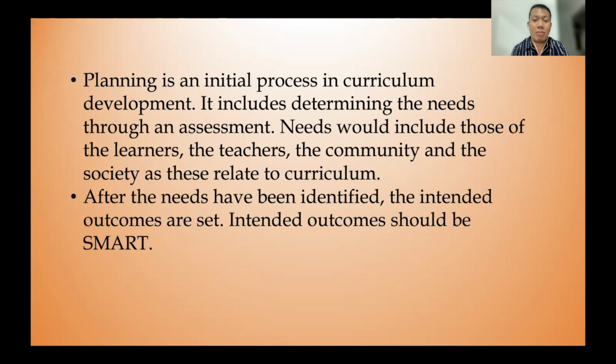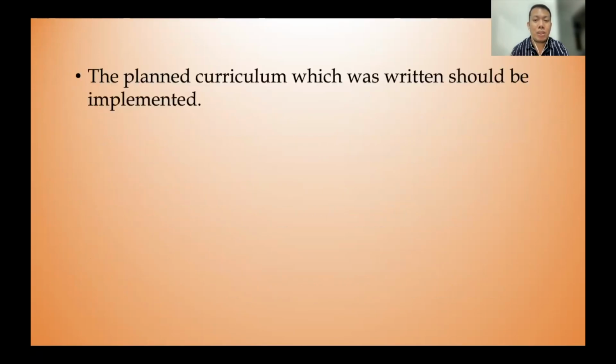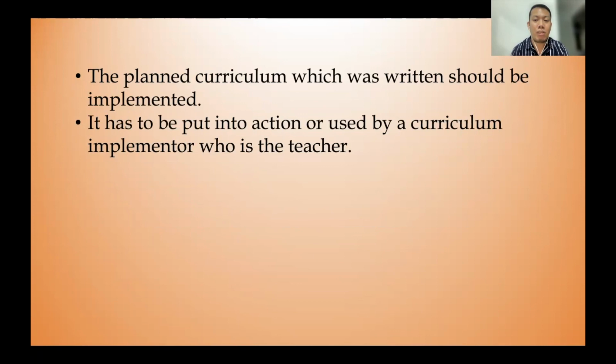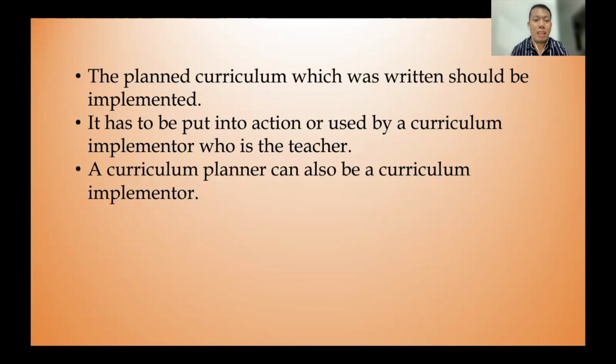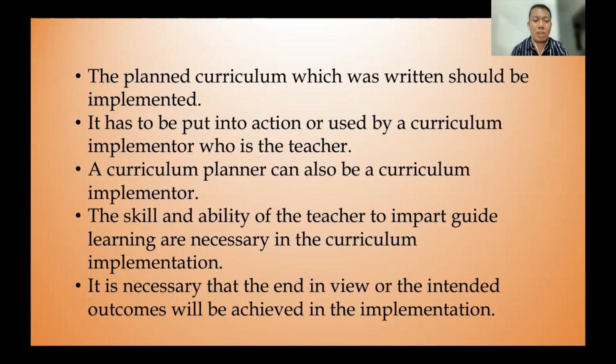After the needs have been identified, the intended outcomes are set. And of course, as we all know, whenever we make intended learning outcomes or objectives, it should follow the acronym SMART. An example of a curriculum plan is a lesson plan, and the end product of planning is a written document. The planned curriculum, which was written, should be implemented. It has to be put into action or used by a curriculum implementer who is the teacher. The curriculum planner can also be a curriculum implementer. The skill and the ability of the teacher to impart guided learning are necessary in curriculum implementation, and it is necessary that the end in view, or the intended outcomes, will be achieved in the implementation.